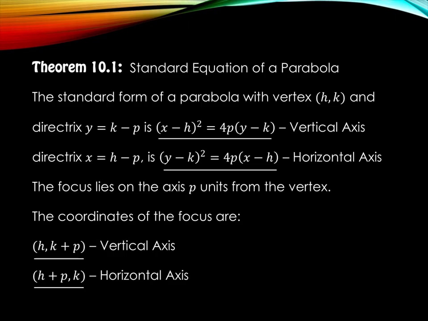So we have this thing called a directrix. We also have a piece called a focus. The focus lies on the axis, p units away from the vertex. And then the coordinates of the focus are as follows. If it's a vertical axis, it's h and then k plus p. And if it's a horizontal axis, it's h plus p and then k. So fill in those gaps or the details if you're writing all of it out.